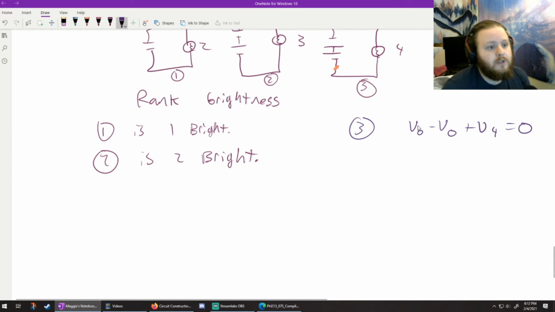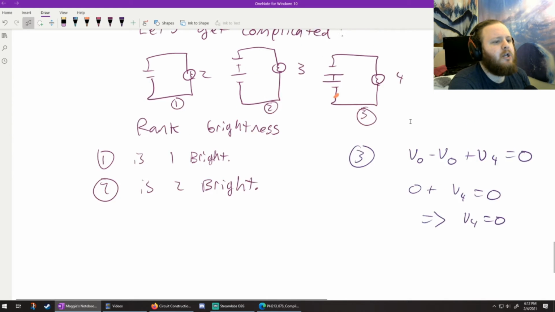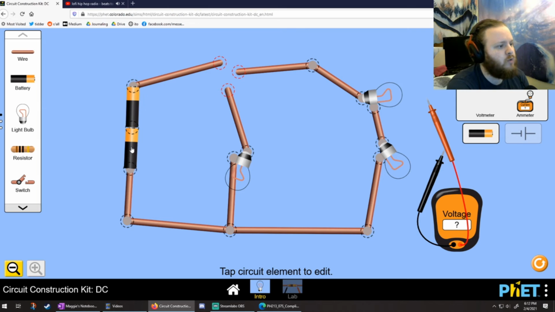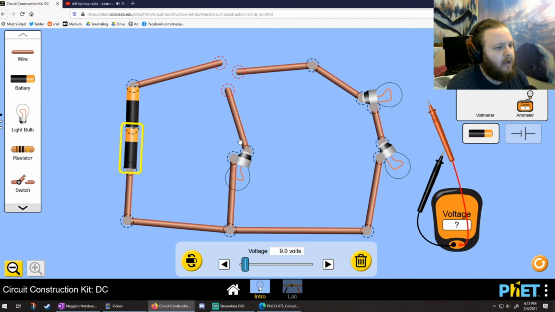It's got to be 0. So this implies that 0 plus V4 equals 0, which of course means that V4 is 0. Because of course it is. You put 2 batteries backwards in a circuit together. What did you think was going to happen? Don't do that, right? Like, let's do this.